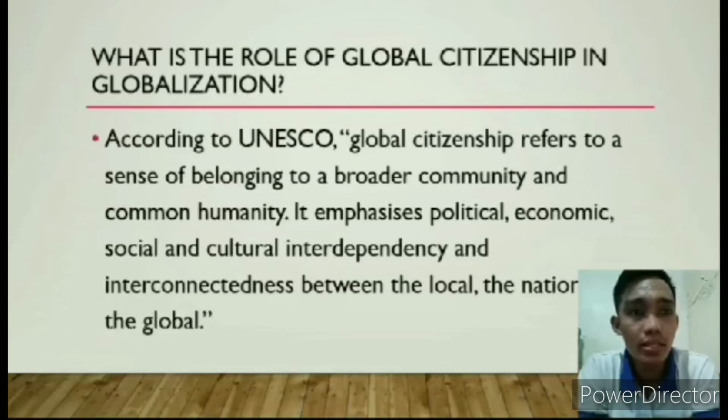So, what is the role of global citizenship in globalization? According to UNESCO, global citizenship refers to a sense of belonging to a broader community and common humanity. It emphasizes political, economic, social, and cultural interdependency and interconnectedness between the local, national, and global.